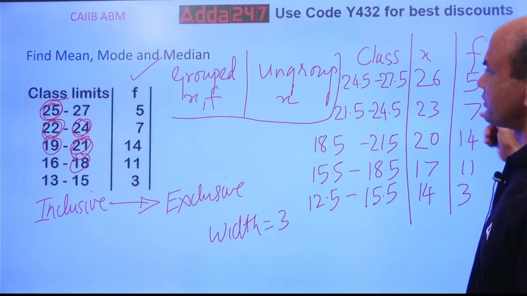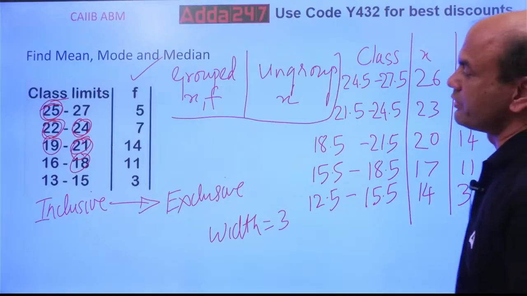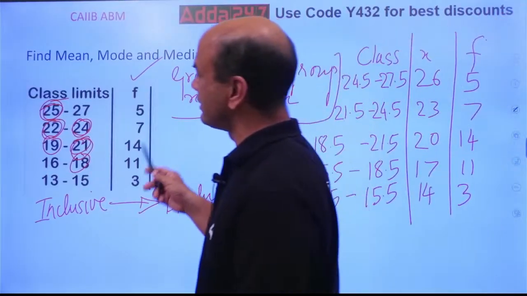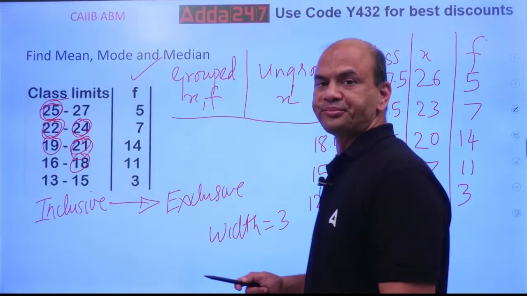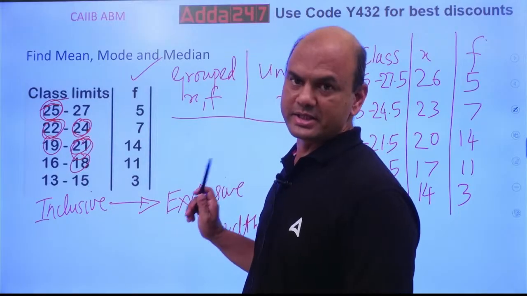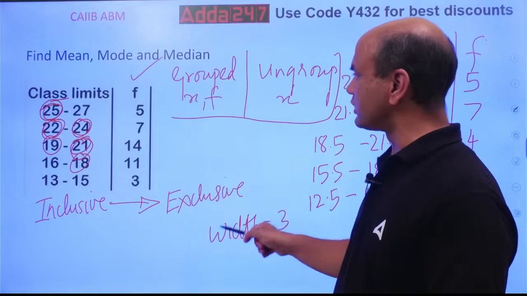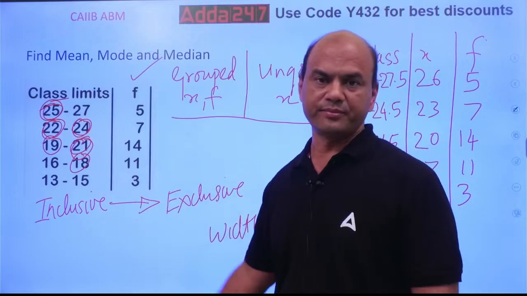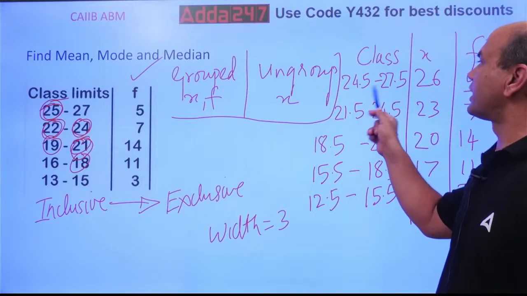What was it first? First we wanted what? Mean, mode and median. So first we had to convert this numerical from inclusive group to exclusive group. Inclusive means ends do not match. Exclusive means ends match. So what did we do? And we had to write the width also immediately. Width is 3. Okay. Width, in fact, you get the correct width from here.